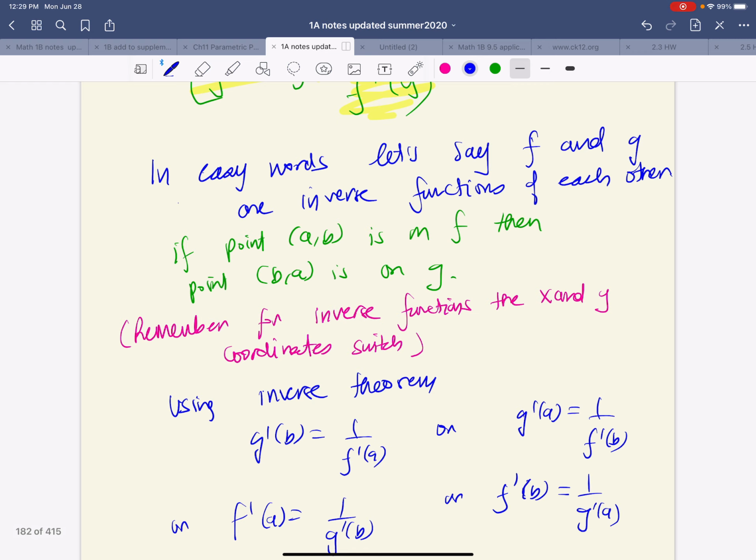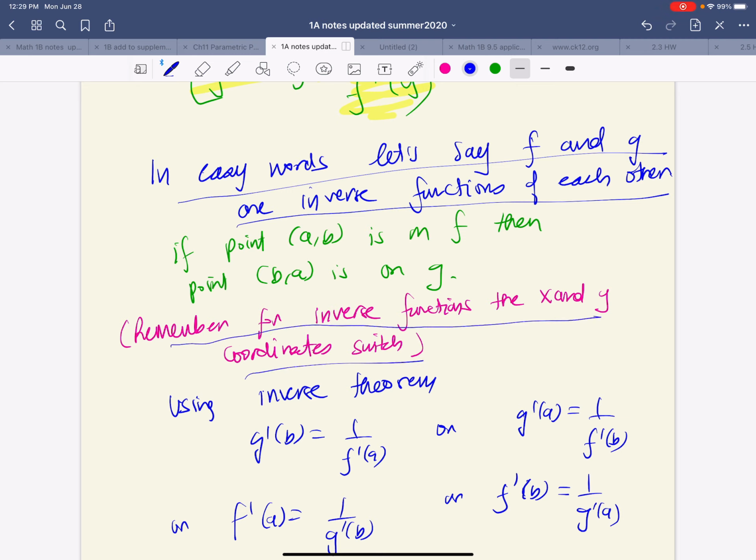In easy words, let's say f and g are the inverse functions of each other. To understand this, let's just try to simplify. Let's say a function f and a function g are inverses of each other. We know for inverse functions, the x and y coordinates switch. If a point (a, b) is on the function f, then the point (b, a) is on the function g.